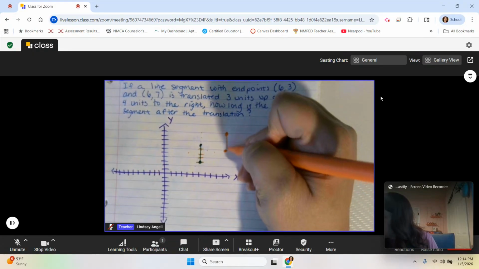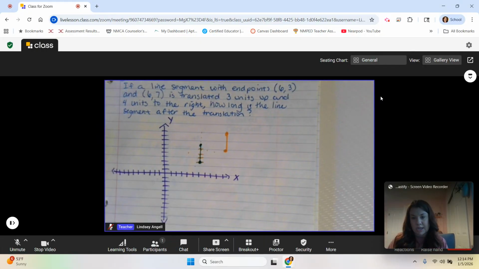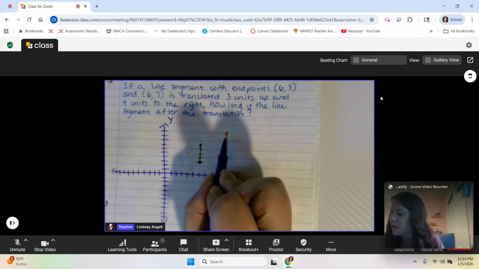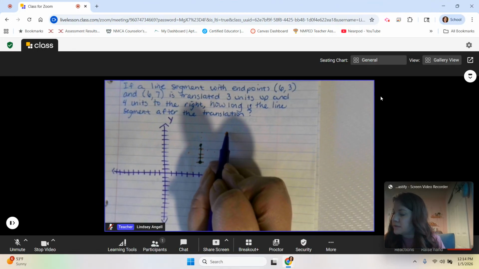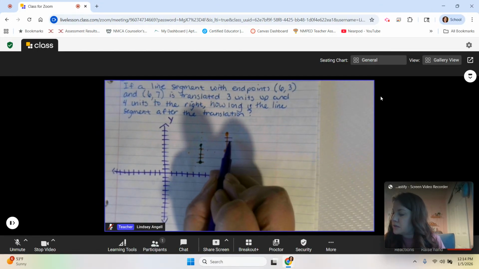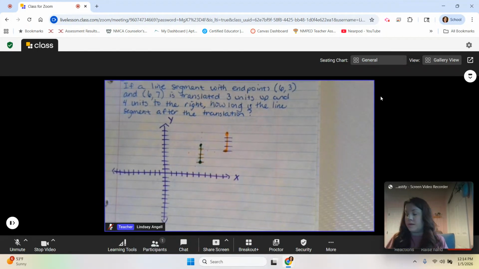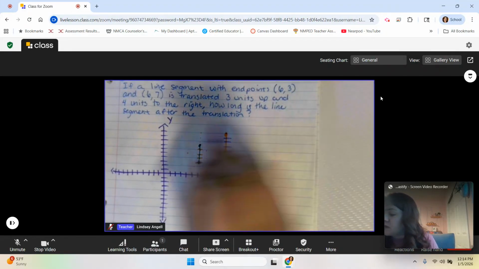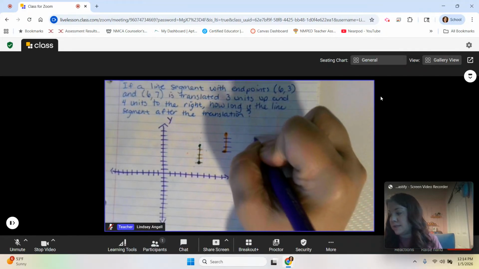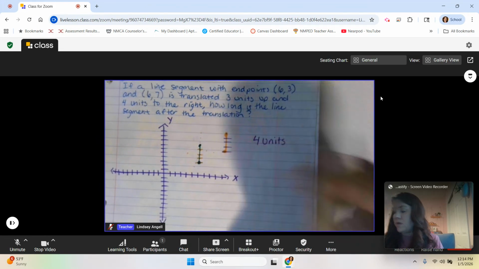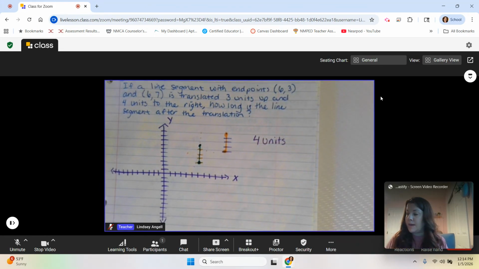Notice that distance didn't change, right? We've still got a length of 4 units. From here to here, there's 1, 2, 3, 4. So how long is the line segment after the translation? It would still be 4 units. So with translations, the size doesn't change, and that's going to be important not only in this lesson, but in the next couple as well. As always, if you need extra support, just let me know.